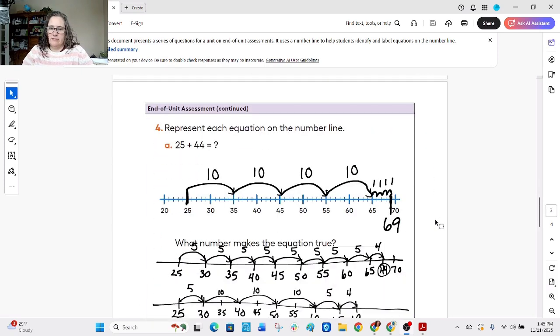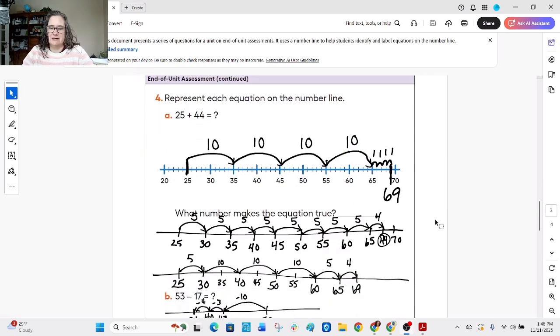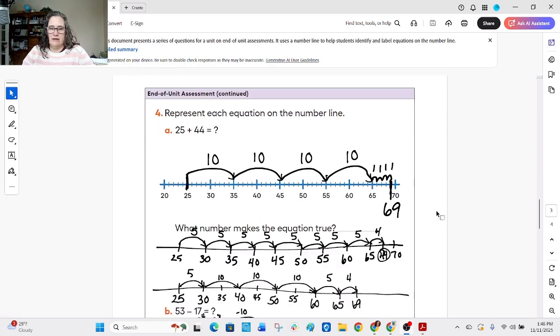Here's another one. Represent each equation on the number line. So I have represented this first one, 25 plus 44, 3 different ways on the number line. Students might start at 25 and count on by tens. So 10 more than 25 is 35, 10 more than 35 is 45, 10 more than 45 is 55, 10 more than that is 65, and then I could count on by ones. So I added my 4 tens, then I'm going to add my 4 ones.